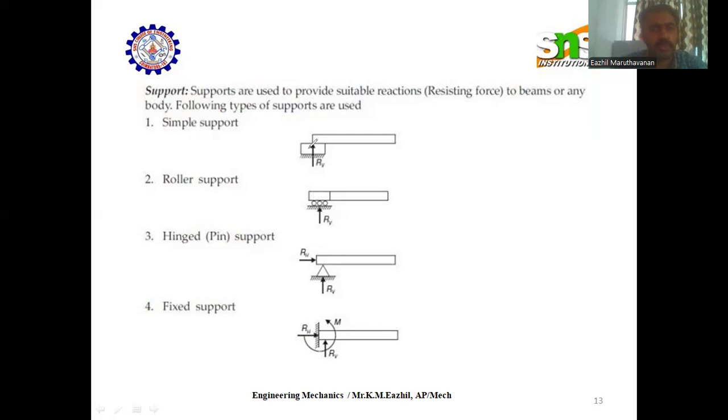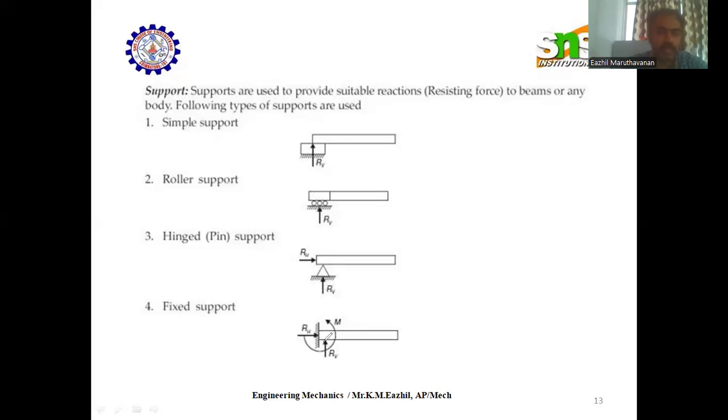In the simple support, the reaction force acts perpendicular to the support. Similarly, for the roller support, the reaction force acts perpendicular to the roller support. For the hinged support, two reaction forces will act, that is, one horizontal reaction force and another vertical reaction force.